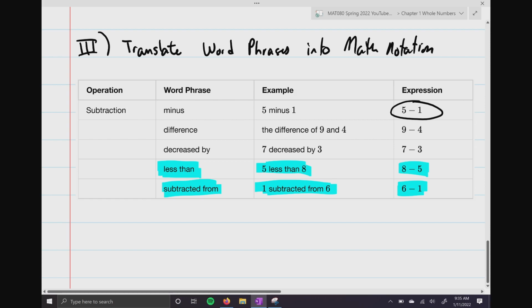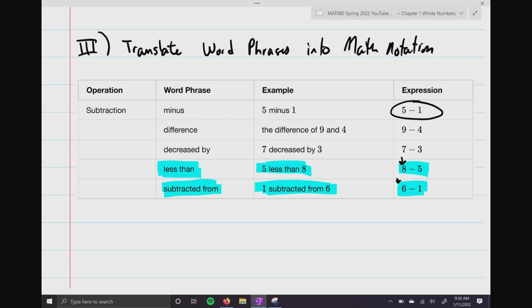These last two that are highlighted, the less than and subtracted from, these are the two that will always be on a quiz, they'll always be on a test, and you will always see them because they're the ones that you really got to understand what's happening. 5 less than 8 means you're starting with 8 and then you're subtracting 5 away from that. Hence the phrase 5 less than 8. Same thing with subtracted from. 1 subtracted from 6, you're starting with 6 and then you're subtracting 1 from it.